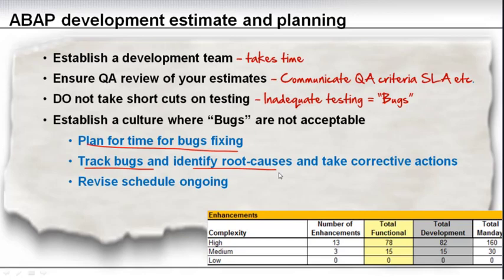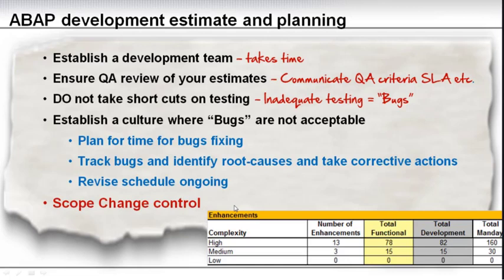Then you of course need to revise your schedule ongoing. So as you find root causes for bugs, you take corrective actions to improve the process. Your schedule might change, you might need less time for bug fixing, or you might see that the number of bugs happening is more, so you make sure you revise your schedule ongoingly, so you are in control and you know where you are in the process.